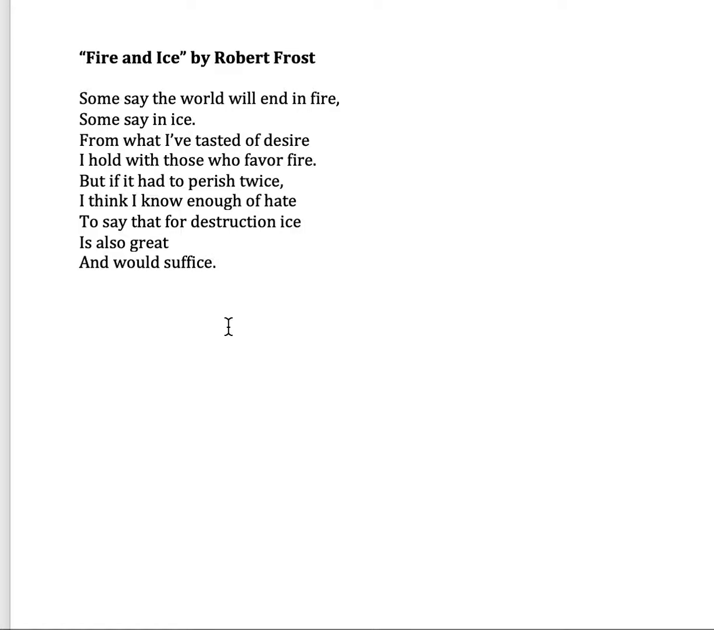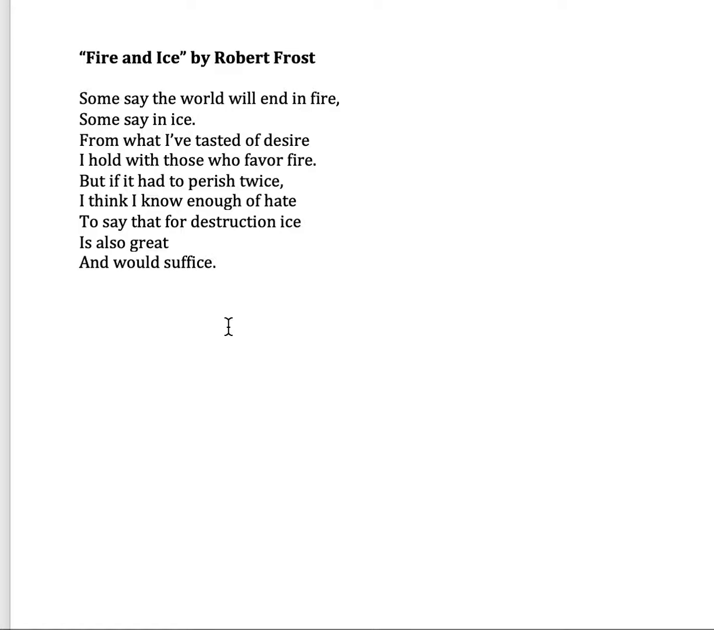So Fire and Ice by Robert Frost is a very famous poem where he sets up a juxtaposition or a dichotomy, and he says, "Some say the world will end in fire, some say in ice. From what I've tasted of desire, I hold with those who favor fire." So we get this idea of impulse and pleasure, and the idea of fire here is representative of watching the world burn. He says, "But if I had to perish twice, I think I know enough of hate to say that for destruction ice is also great and would suffice."